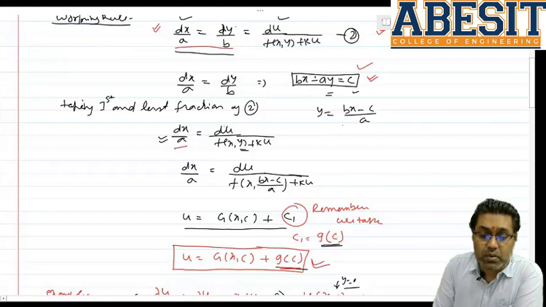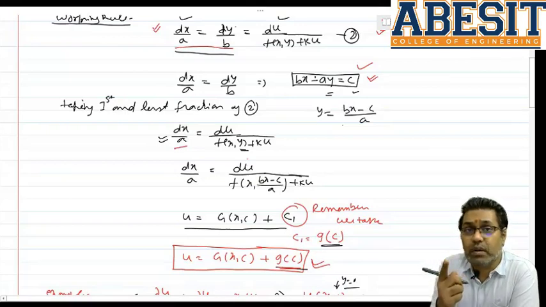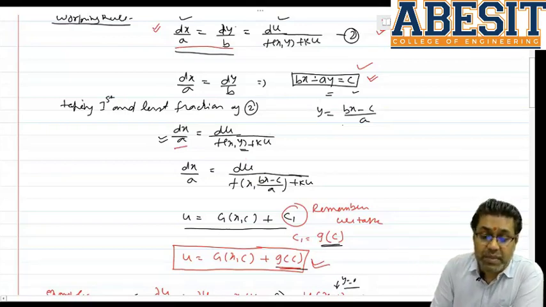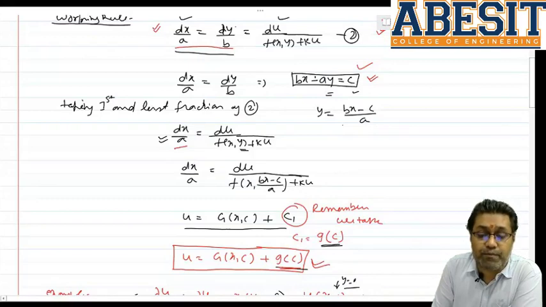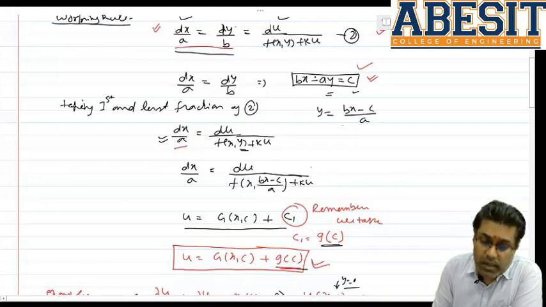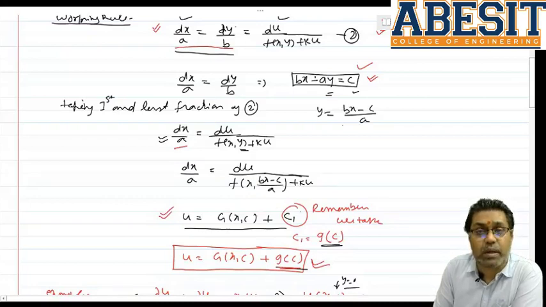So dx/a = du over this much. Now we are using rule number 2 of solving Lagrange's equation, which means we replace y with the help of the first solution. In the first solution we get y = (bx − c)/a. So we put this value here and get dx/a = du/(f(x, (bx − c)/a) + ku), and we integrate this and finally get a solution of this type: u = g(x, c) + c1, where c1 is some integration constant.